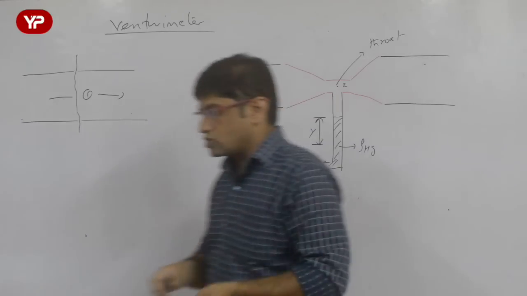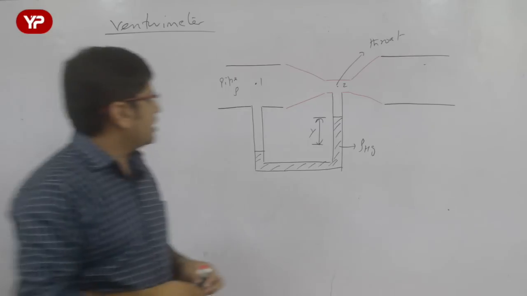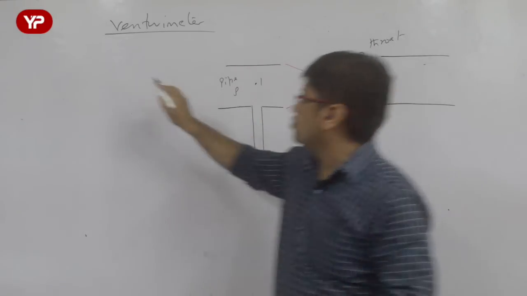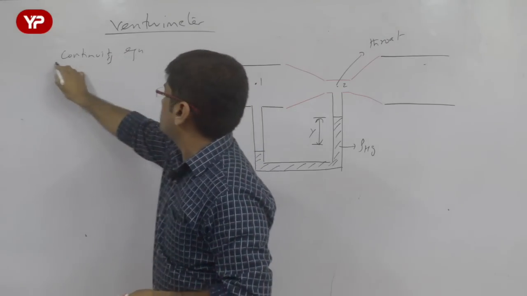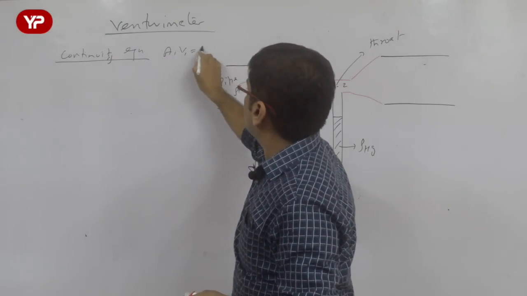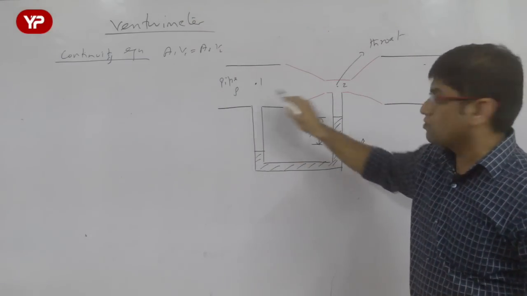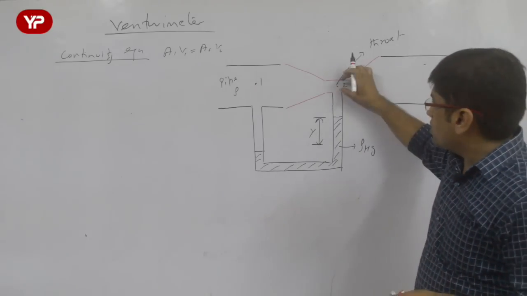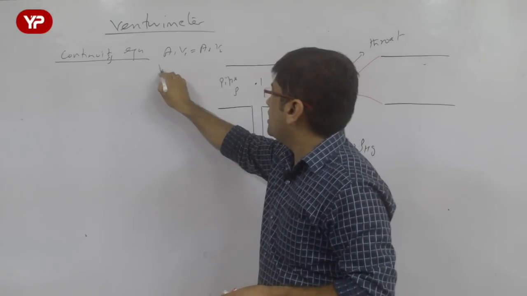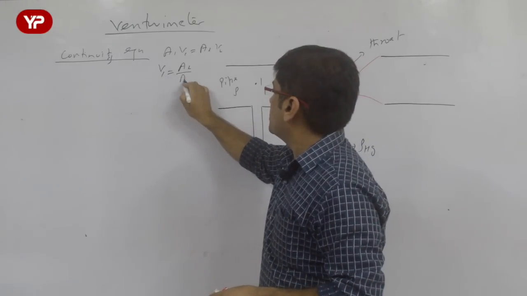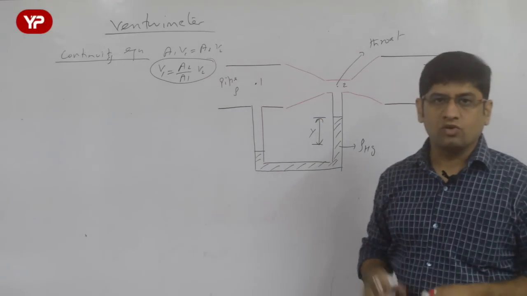Now let us see how the Venturimeter is used to measure the discharge. What I do here is use the continuity equation between section 1 and 2. I get A1 V1 equal to A2 V2, assuming rho 1 is equal to rho 2. A1 is the area at section 1, A2 is the area at section 2. Area of section 2 means the area of the throat, A1 means the area of the pipe. And from there I write V1 as A2 by A1 into V2. I am going to use this velocity V1 in terms of V2 in an equation.